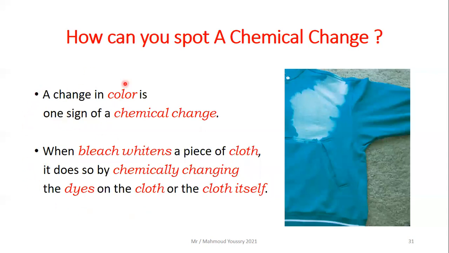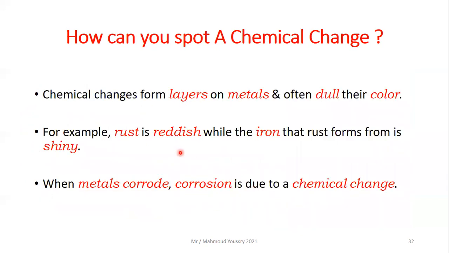A change in color is one sign of a chemical reaction, as you can see on this shirt. When bleach whitens a piece of cloth, it does so by chemically changing dyes on the cloth or changing the cloth itself. It changes the dyes or the colors of the cloth or even the cloth itself.